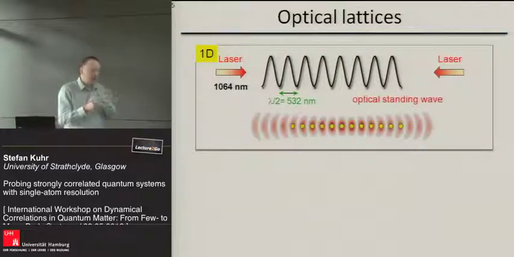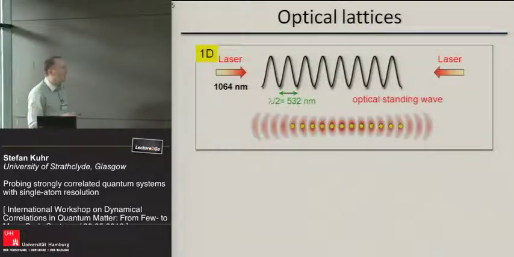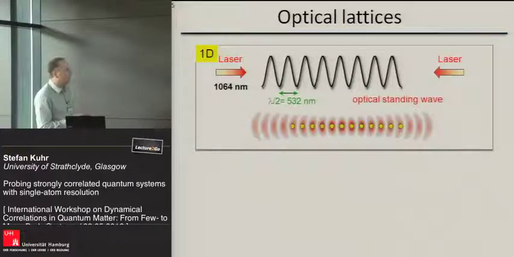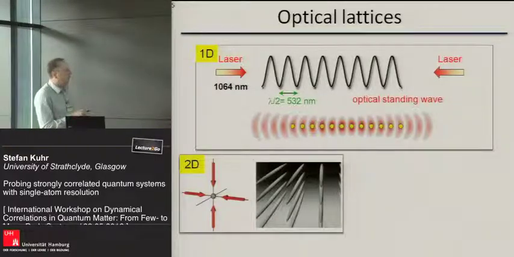So one has to find a way to discriminate these rather short distances, and you'll see in a second how we can do it. And this concept of optical lattices can easily be extended from one dimension to two dimensions. So in 2D, if you have two pairs of intersecting laser beams, you'll end up with an array of tubes.